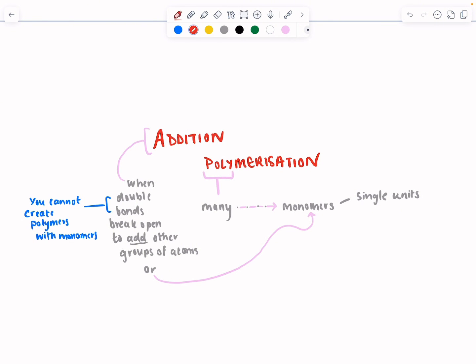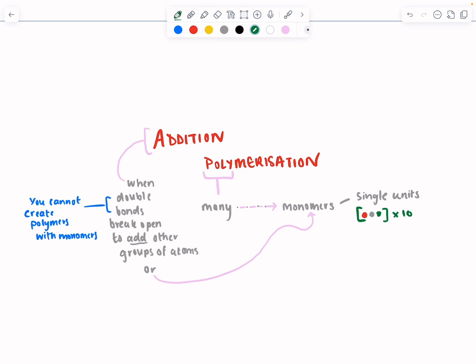It's kind of like when you're making a necklace and you're following this pattern of a red bead, a grey bead, and maybe a green bead. And you repeat that pattern again and again and again. Okay? And so the single repeating unit is known as a monomer. Many of these monomers makes a polymer.